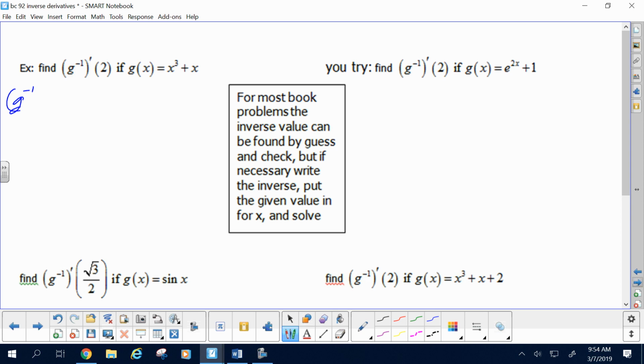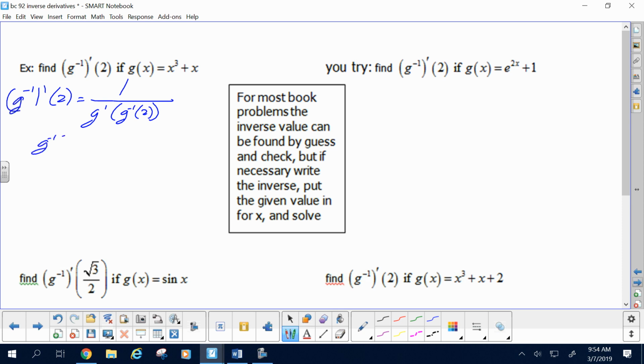g inverse prime at 2 should be 1 over g prime at g inverse at 2, using the formula or theorem we just created. You with me so far? All right. Now to do this, I need g inverse at 2. I can't do g prime of anything until I know what the inside of that thing is. So now, finding g inverse at 2.